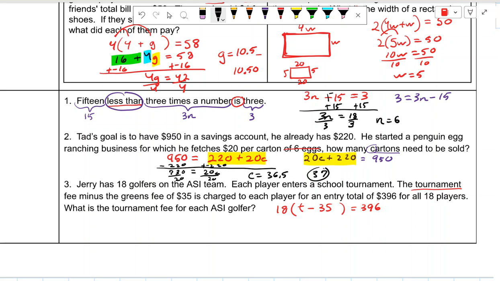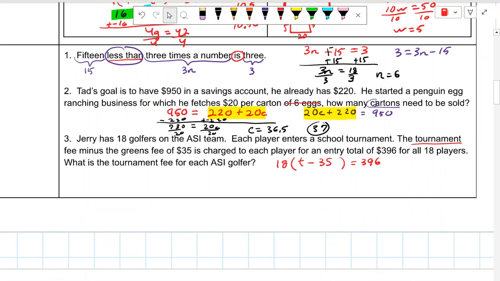And now the last one, Jerry. I like to always use the additive inverse on subtraction signs, and now the distributive property. 18t, back to the calculator. Please don't put in negatives, because you know that a positive times a negative is a negative. That would be a waste of time. And 18 times 35 is 630.